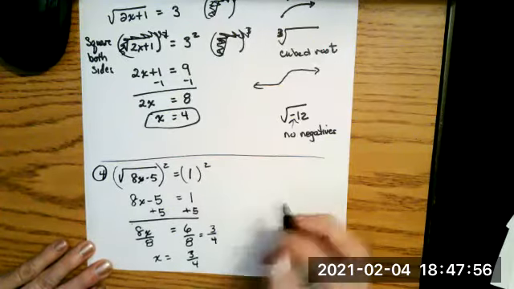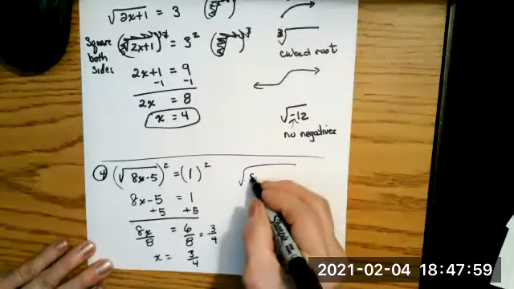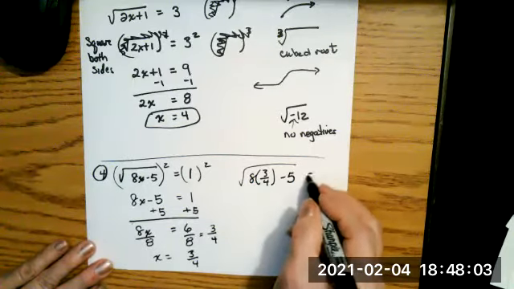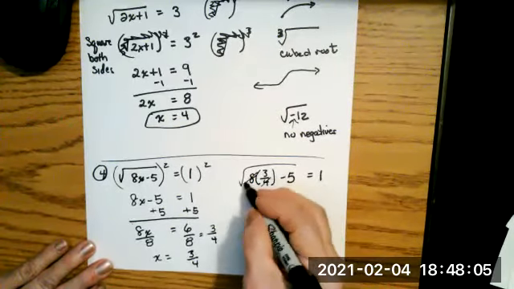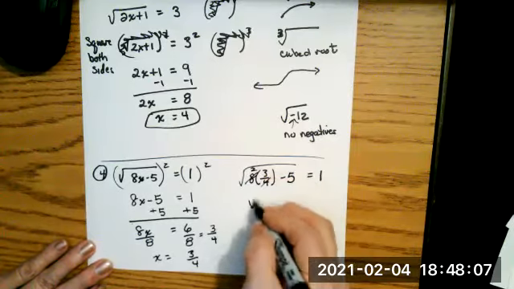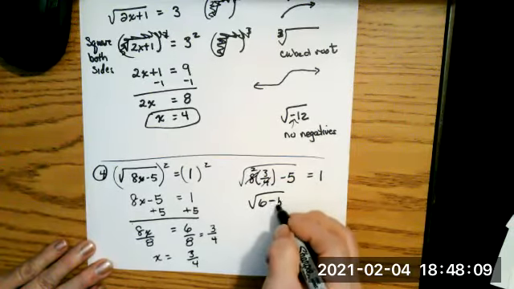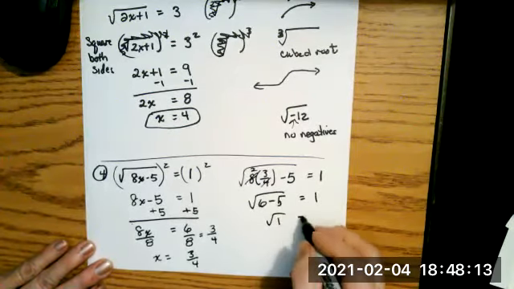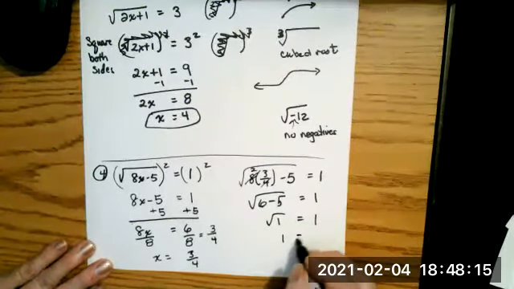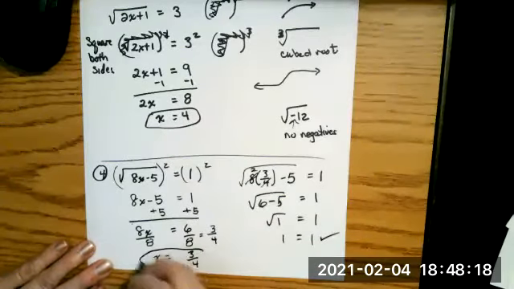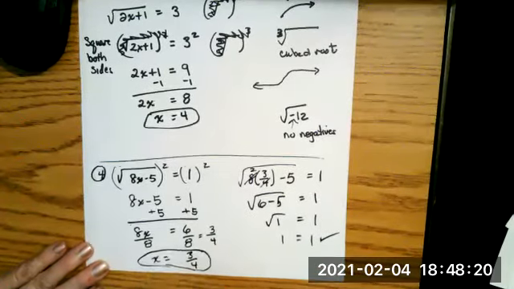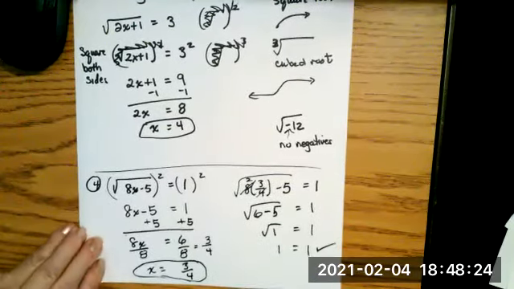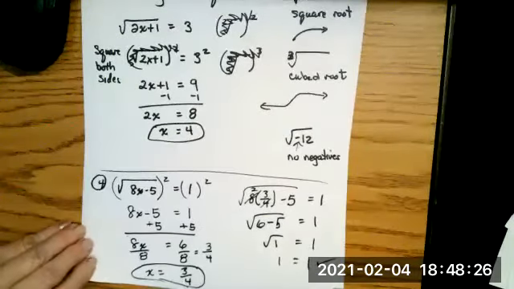If I put 3/4 back in there, I would have 8 times 3/4 minus 5. 4 will go into 8 2 times. 2 times 3 is 6. So I have 6 minus 5 under there. 6 minus 5 is 1. Square root of 1 is 1. So that checks. So this is a good answer. Got it?